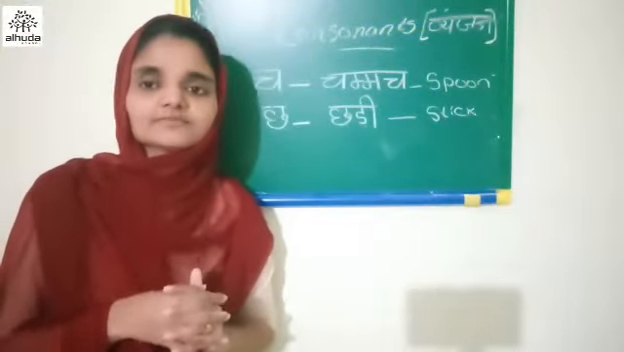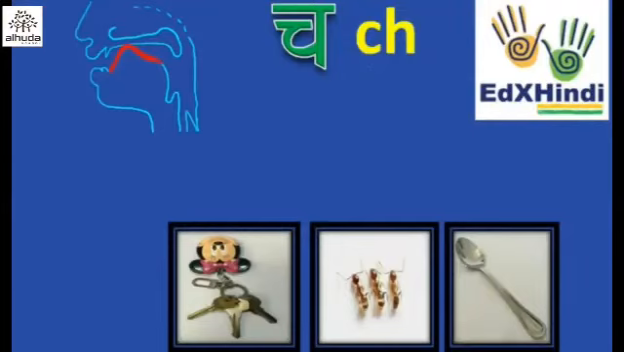Thank you. Today I am going to teach you the sixth consonant in Devanagari script. It's called Cha. You will learn how to pronounce this alphabet, how to write this alphabet, and the 3 words starting with this alphabet. Cha is a palatal sound, which means Cha makes a sound that comes from the palate of the mouth. This area.